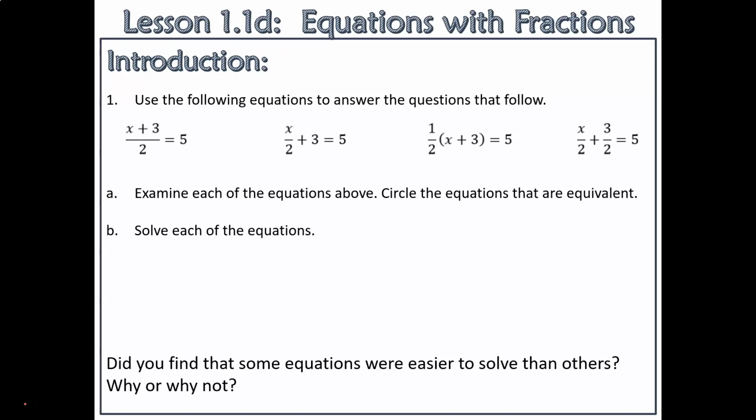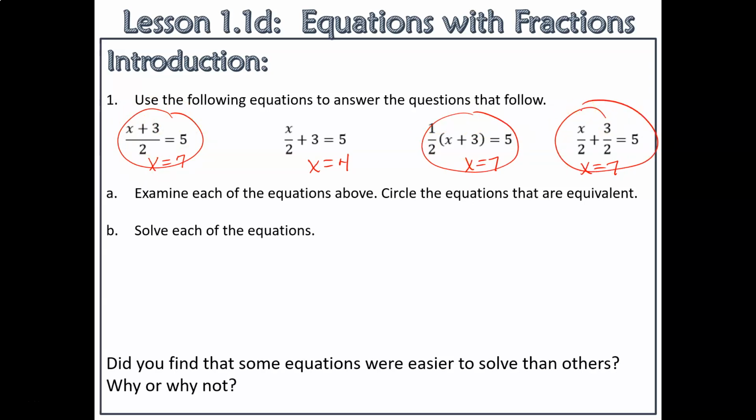Okay, now I want you to actually go back and attempt to solve all of them. So take a minute, go back and solve all of them. Do your best. I'm going to quickly give you the answers to these. So equation number 1 is x equals 7. Equation number 2 is x equals 4. This is x equals 7 and x equals 7. So if you circled these three and said they were equivalent, you were correct.